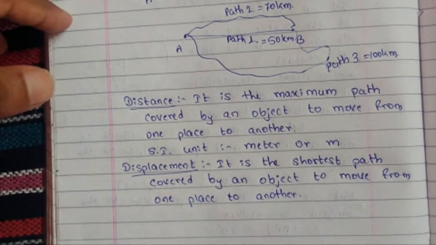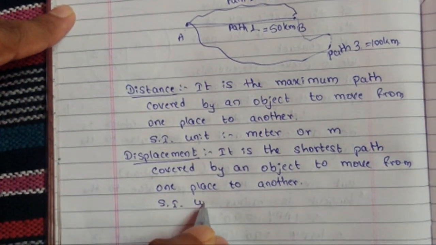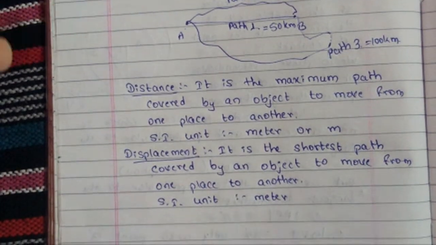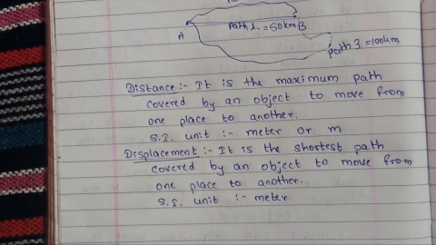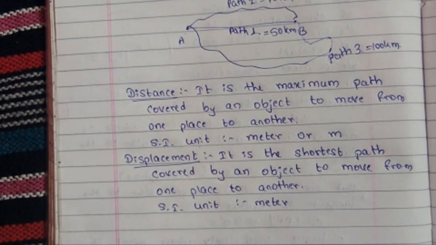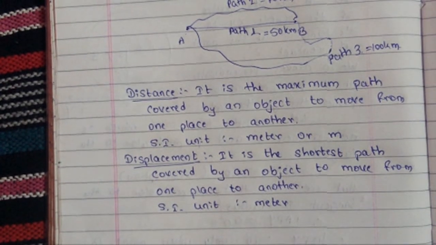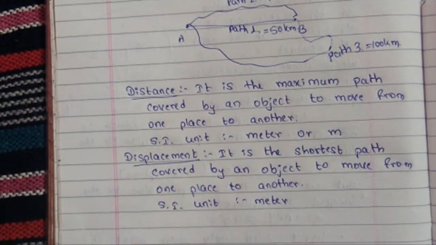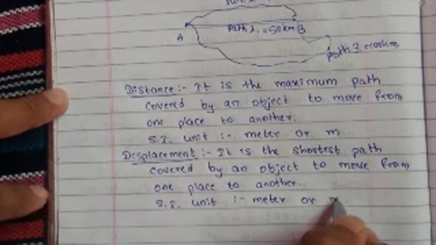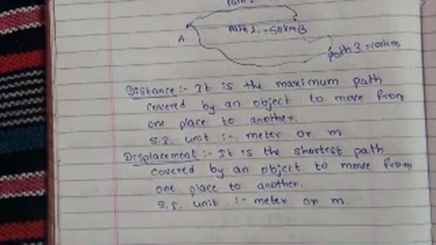Now the SI unit of displacement is also meter, because we are measuring length, the total length. We learnt that in maths. The SI unit of length is meter, or sometimes we use kilometer, but meter is the SI unit, or we can write it as small m. This is about distance and displacement.